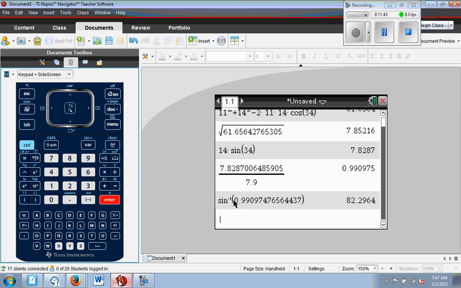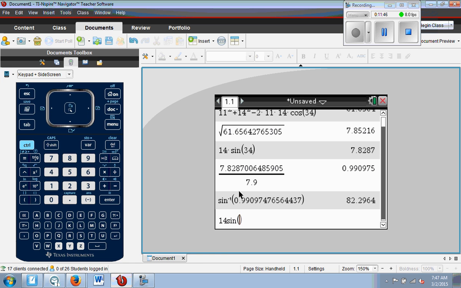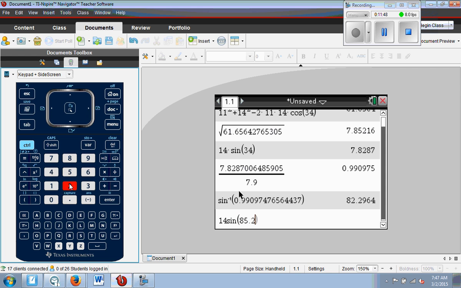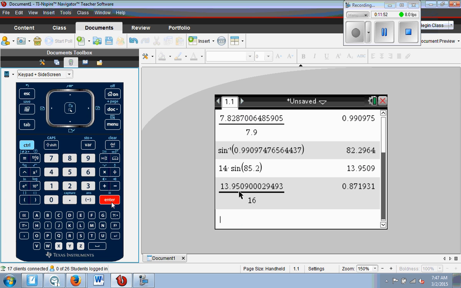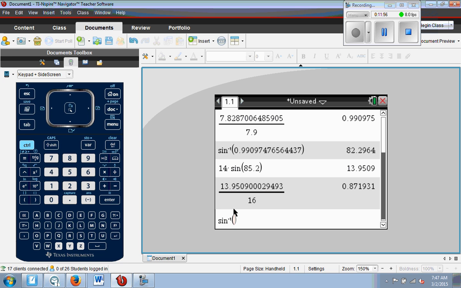So let's first do 14 sine of 85.2. Then we're dividing by 16. And that decimal obviously is not going to be the correct answer. So we would need to do sine inverse of that.